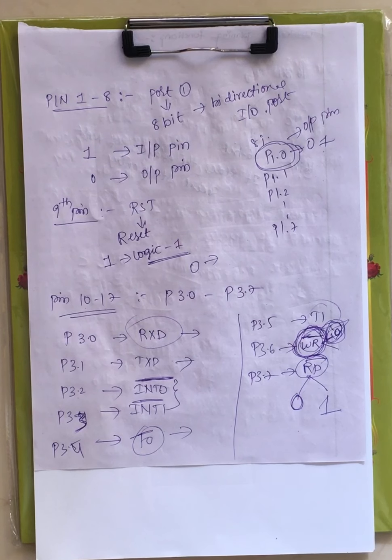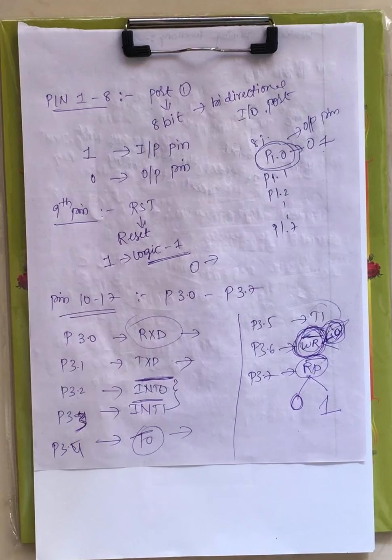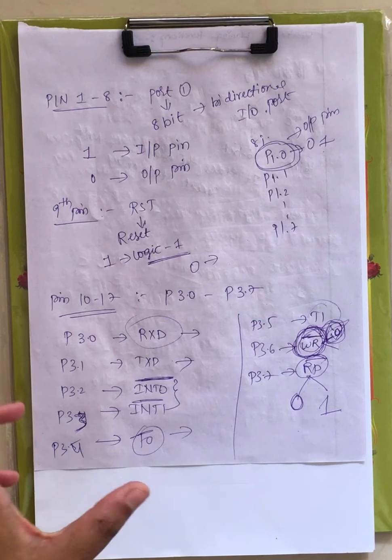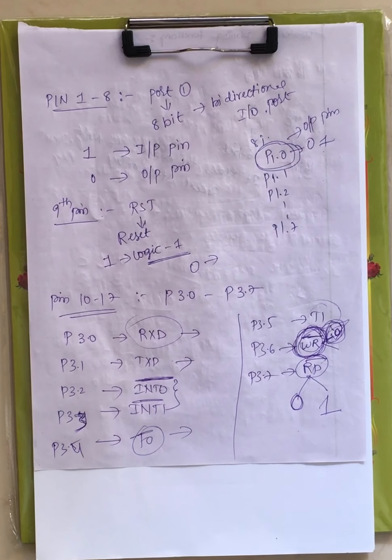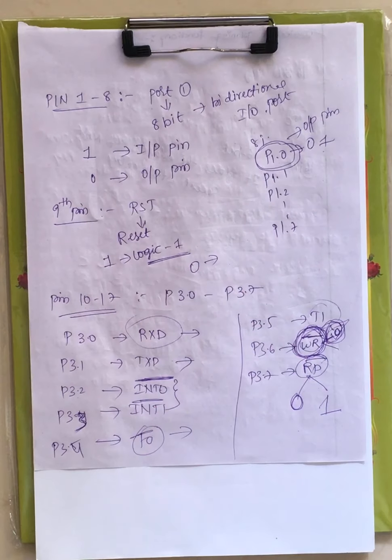Now these are about the pins numbered 10 to 17, right? Let me briefly explain again. Pins 1 to 8 are allotted to port 1. Since it is 8-bit, 8 pins are allotted, and this 8-bit port 1 is a bidirectional IO port. That means you can provide the input or you can collect the output. Only the IO function is allotted to it. No other special functions are allotted to port 1, right?